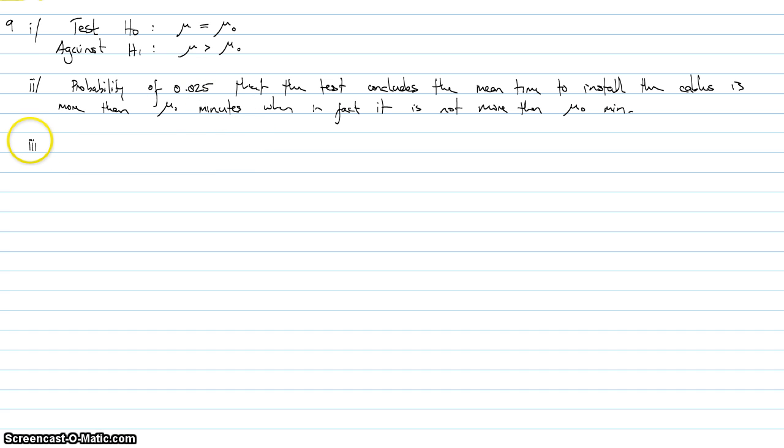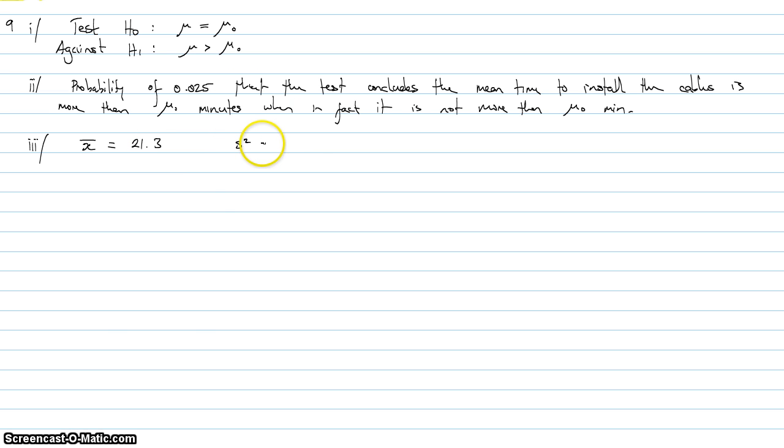Okay, so part 3. Suppose the test yields a result that does not reject the null hypothesis. Find the set of possible values of mu0. State any assumptions that you have made. To do this, I need to know my values of x bar and s squared. Well, x bar is easy enough because they tell me that the sample mean is 21.3 minutes, so that's also going to be my unbiased estimator.